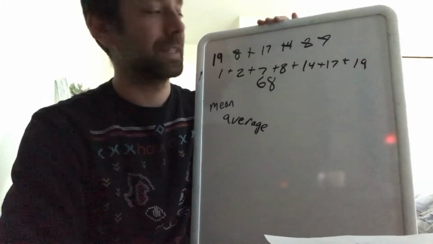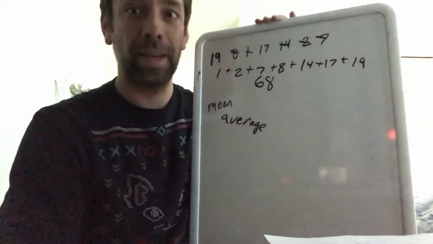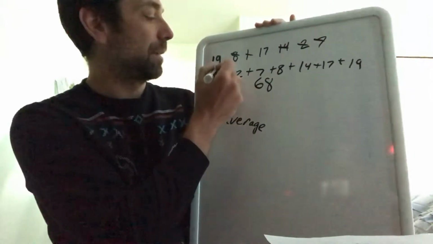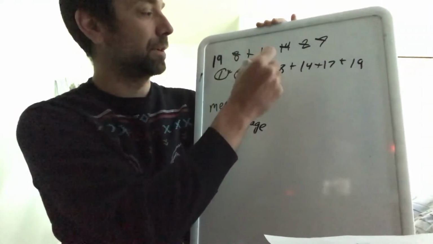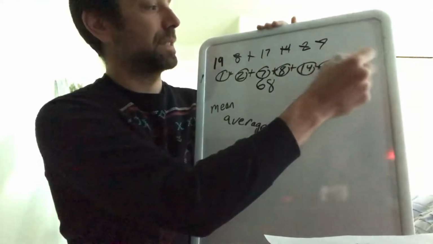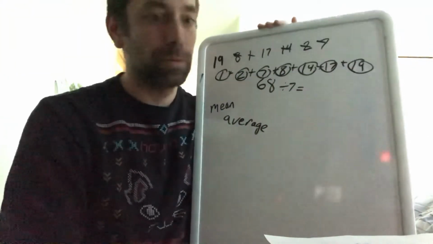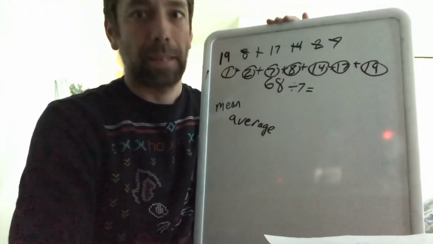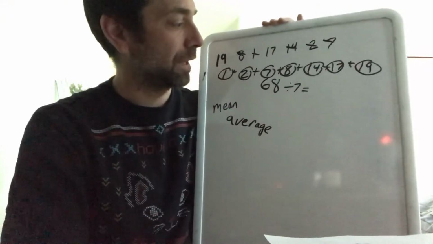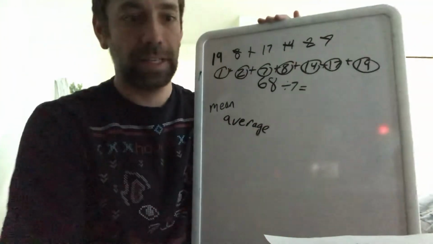Then you're going to take that and divide by how many numbers you had. So I'm going to go through and count. I had 1, 2, 3, 4, 5, 6, 7 digits. So I'm going to take 68 and divide it by 7. Now, I don't really want to work that out by hand, so I might just check that with a calculator. Working that up by hand, sometimes you get crazy long decimals.